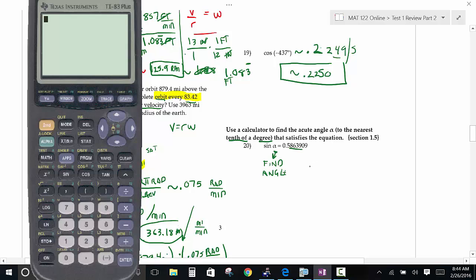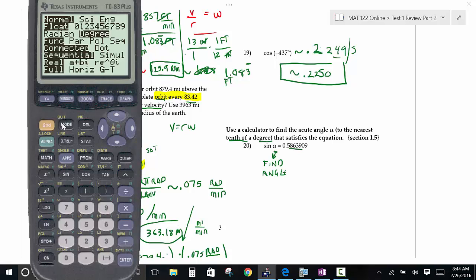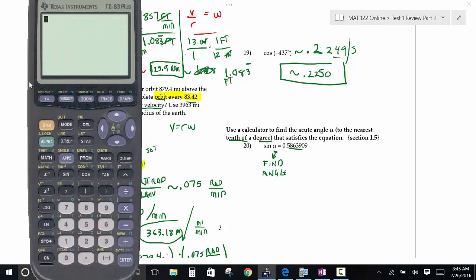And so what you do on this is you type this in your calculator like this. You want to be in degree mode. You want to make sure of that because I'm asking for a degree answer. So now you go second sine to get the inverse sine out, and that's what that is doing, it's finding the angle for you.